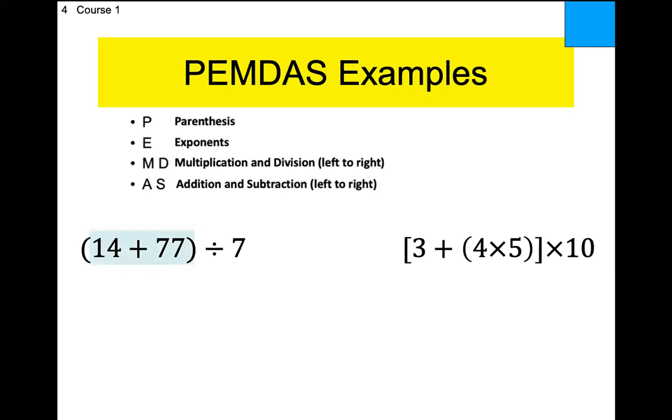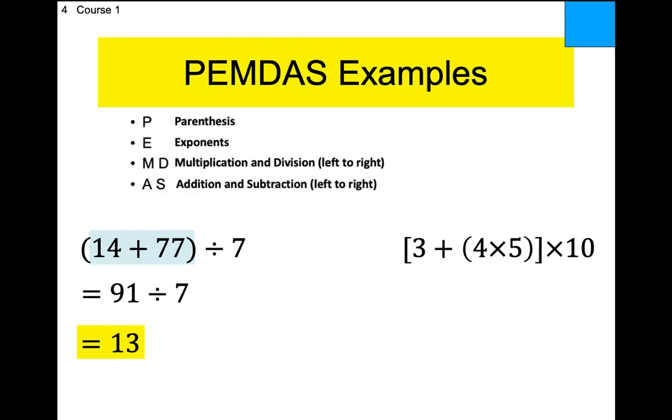So you're going to do what's in blue here first, right? 14 and 77 is 91. You're going to cross out that, drop down what's left. If you want to do this, you can. There's nothing wrong there. 91 divided by 7 is? 13. Okay, 13. And you're done. Boom. Ready for the next one?